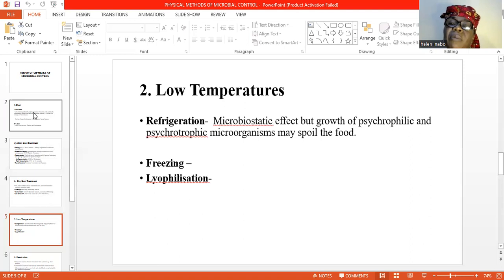The use of low temperatures also includes freezing and lyophilization, which is freeze drying. This freezing can be done at -20 degrees Celsius and lyophilization at much lower temperatures. The ice crystal formation ensures disruption of the cell membranes of microorganisms, resulting in death.